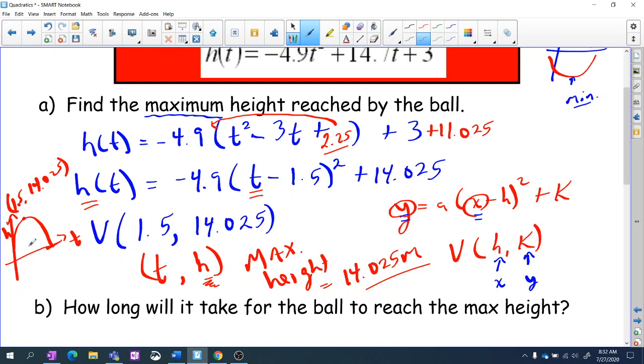So therefore, when you get your vertex here, it's t comma h, which means that this is the time it reached the maximum height. So the question says, so there's no work to do here, it's already been done up here. How long will it take for the ball to reach the maximum height? It will take 1.5 seconds.